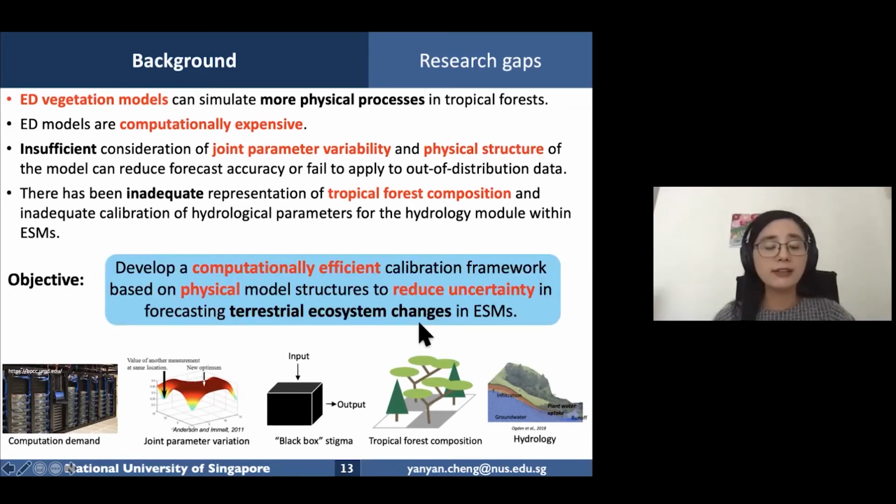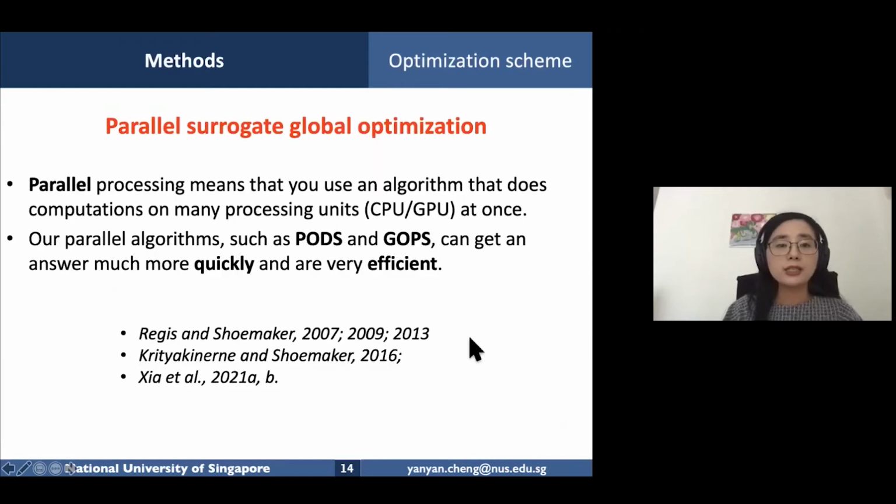So the objective of this study is to develop a computationally efficient calibration framework based on the physical model structures to reduce uncertainty in forecasting the terrestrial ecosystem changes in the Earth system models. To achieve this objective, we are applying the parallel surrogate global optimization schemes developed in our group. Prof. Christine Shoemaker's group has worked for decades to develop all these advanced optimization algorithms.